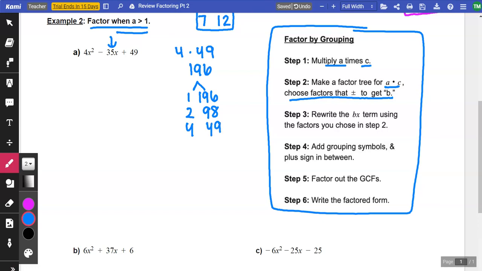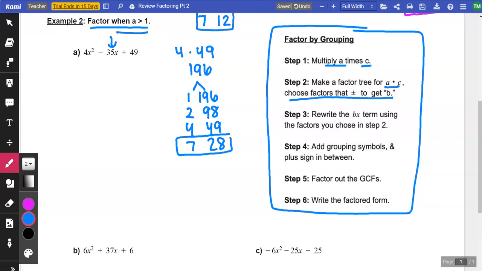5 won't, so let's try 6. Nope. 196 divided by 6. Nope. 196 divided by 7. 7 and 28. We might as well just stop there because I know if I add 7 to 28, I'll get 35. So that'll work.